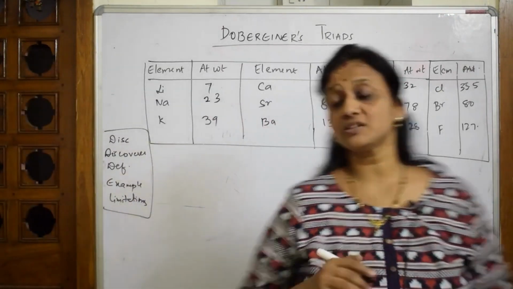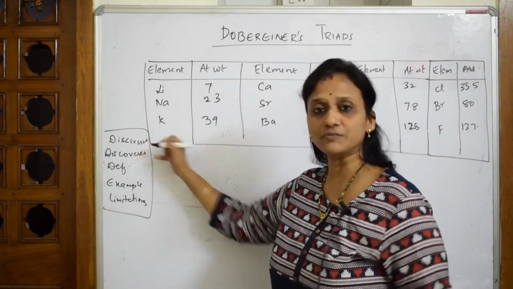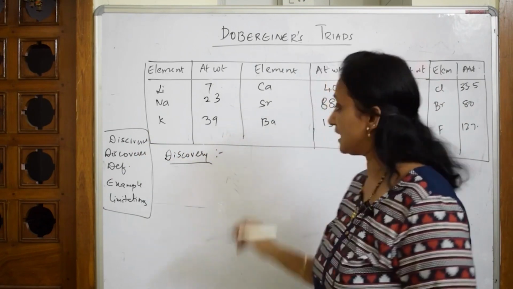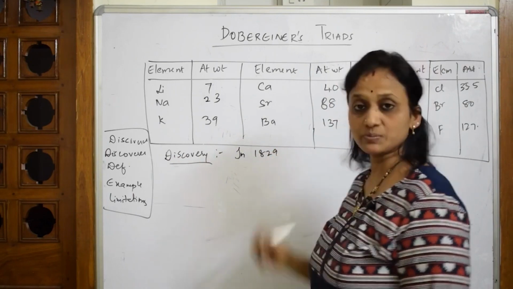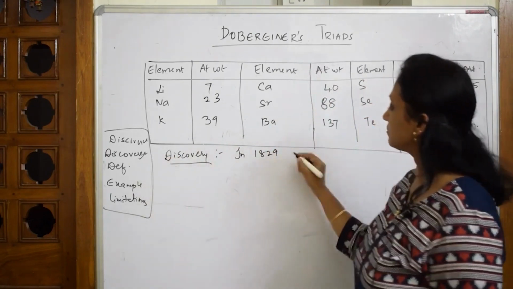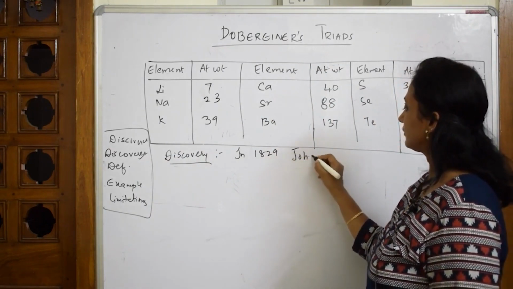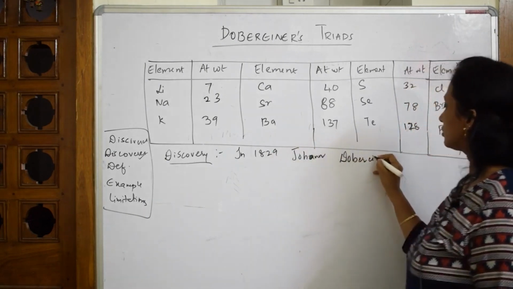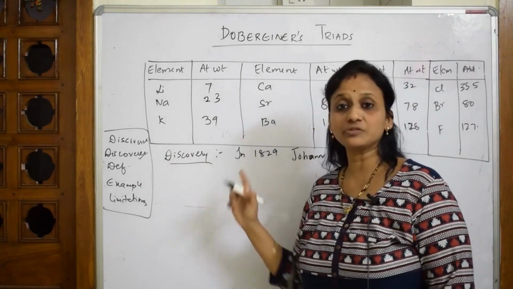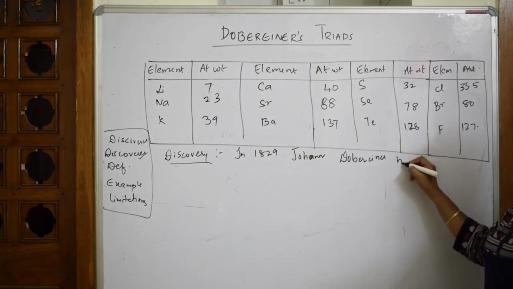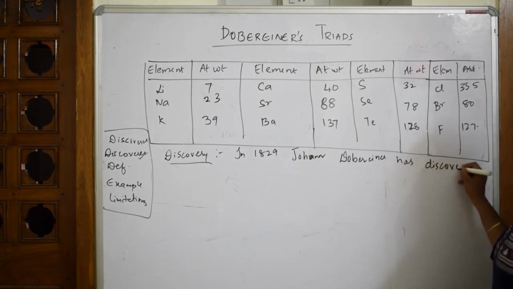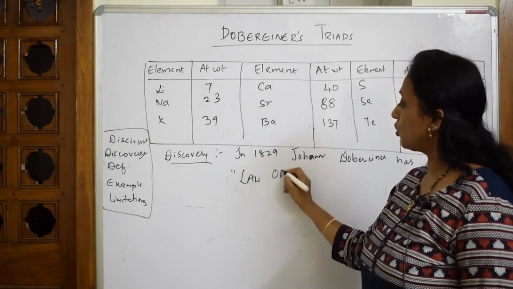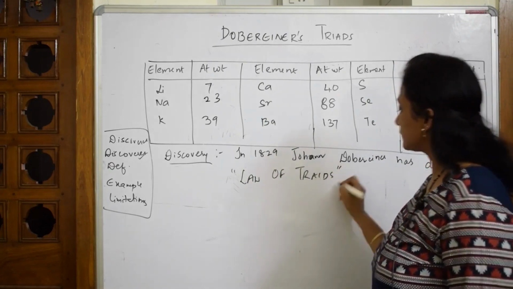Right. So now I've picked up Dobereiner's triads. First, I need to write when it was discovered. So first of all, this was basically discovered in 1829. In 1829, the discovery was made. By whom? I'm writing the discoverer. John Dobereiner discovered this. What was the name of this table? In 1829, John Dobereiner discovered what? It is called the "Law of Triads". Put it in inverted commas and write it in capital letters. So you're going to write it this way and underline this.